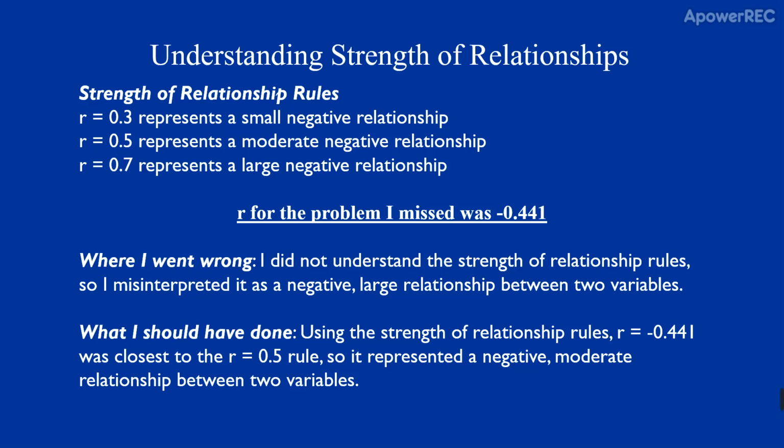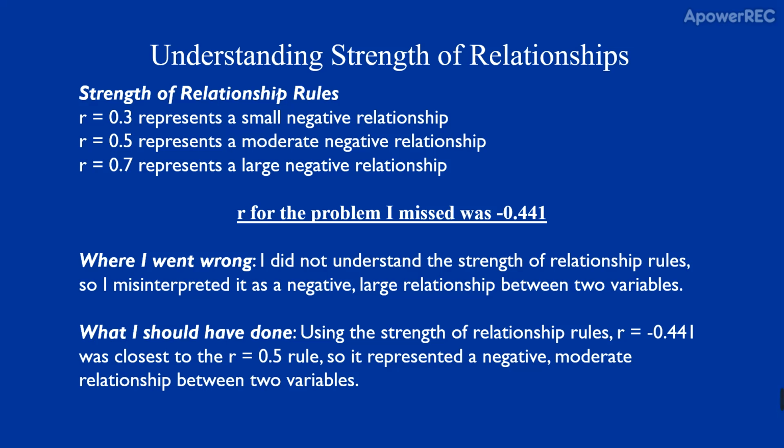Looking at the strength of relationship rules, R equals 0.3 represents a small negative relationship, 0.5 represents a moderate negative relationship, and 0.7 represents a large negative relationship. The R value for the problem which I missed in my statistics assignment was negative 0.441. And there I did not understand the strength of the relationship rules, so unfortunately I misinterpreted that as a negative large relationship between two variables.